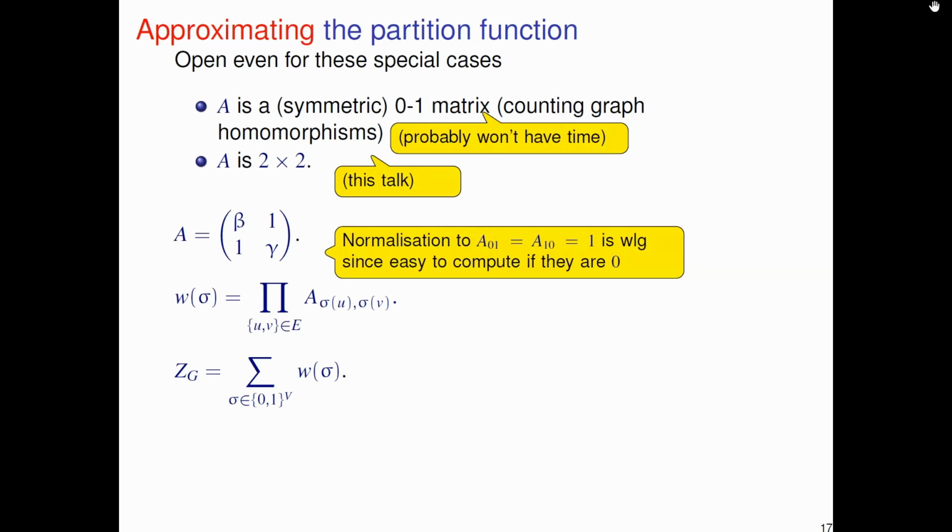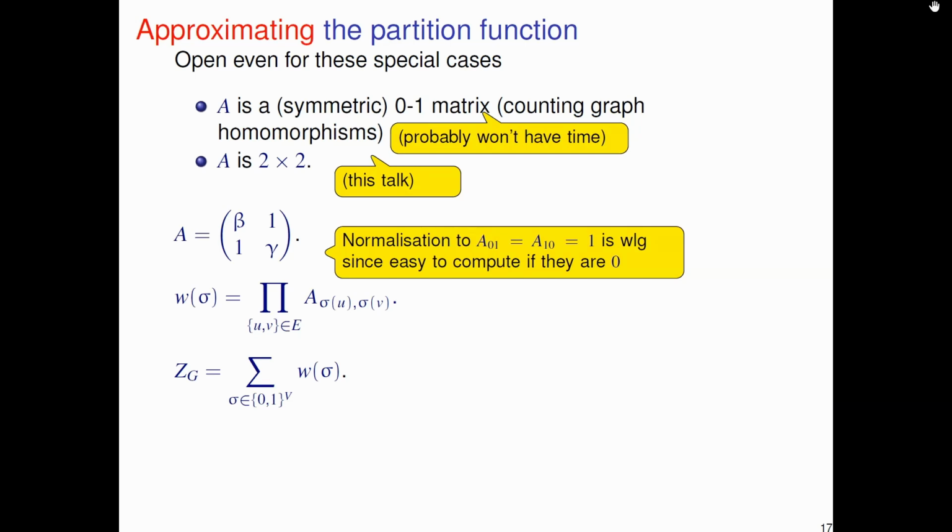So what I'm going to do now is talk about the 2 by 2 case. I've got my matrix A, but it's a 2 by 2 matrix. Since A is symmetric, I can normalize it to beta, 1, 1, gamma, because if the off-diagonals were 0, it's super easy to compute the partition function: you just have a beta component or a gamma component, that's all there is. So I know these off-diagonals are not 0, because I would have been done, and so I can divide by them.